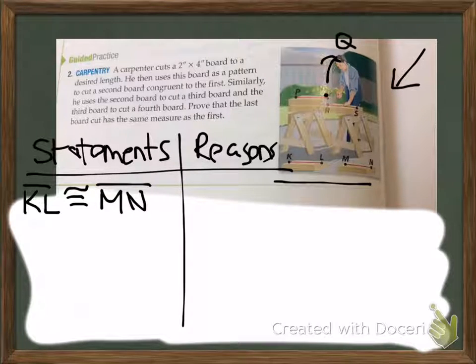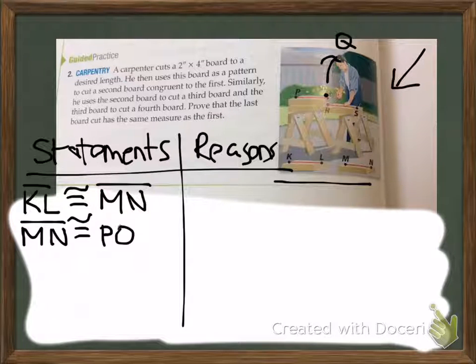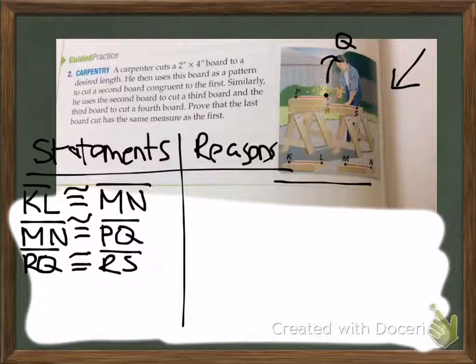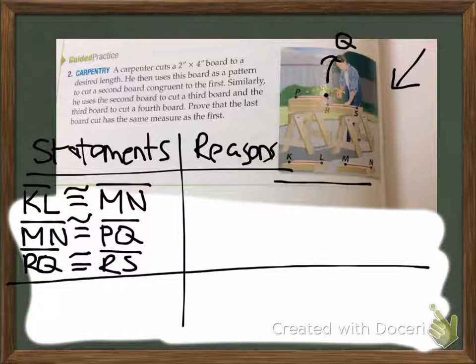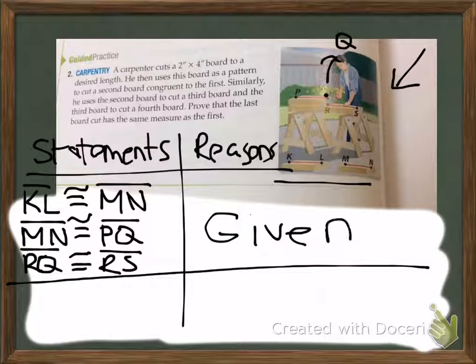Also, we know that MN must be congruent to one of the other boards that he's cut. So we'll do MN is congruent to PQ. And then we know that PQ has to be congruent to RS. So we do PQ is congruent to RS. And those are all the boards that were given, because one board in the first part is congruent to each board after that. So that's our given.